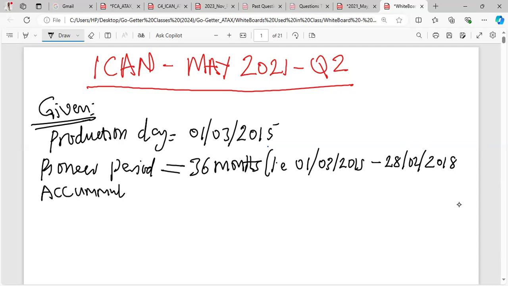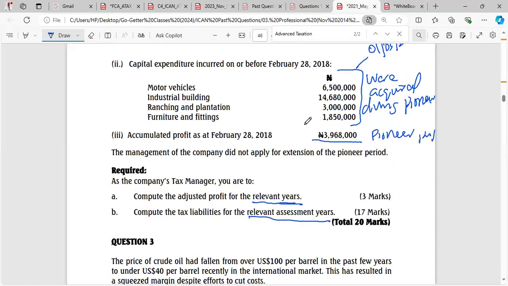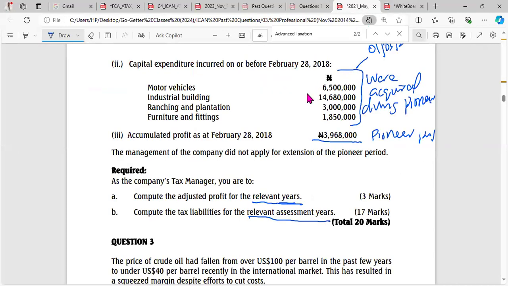Accumulated profits in pioneer, we are told, $3,968,000. That's your accumulated profit.